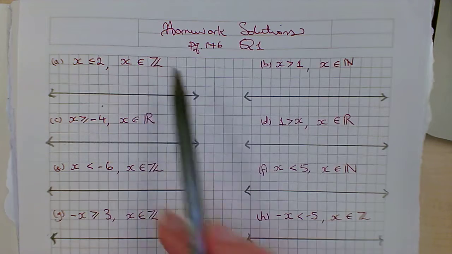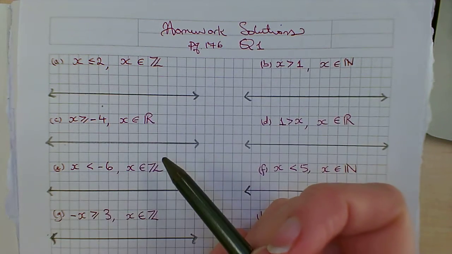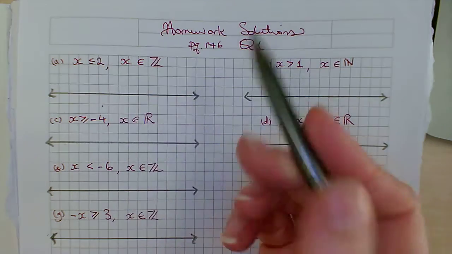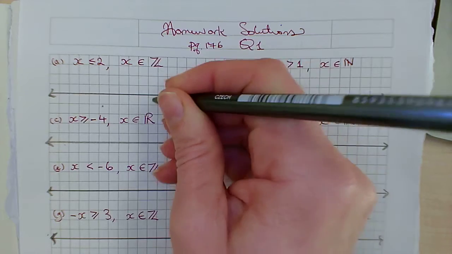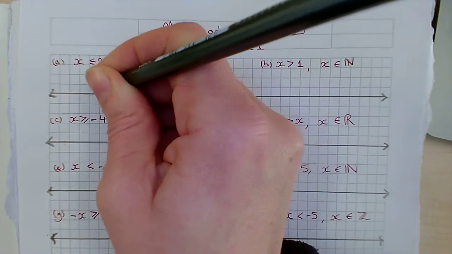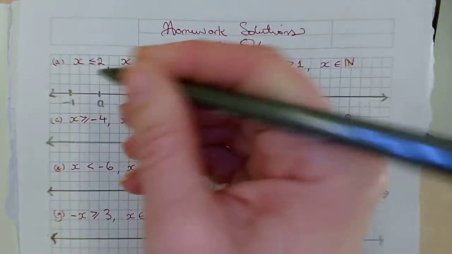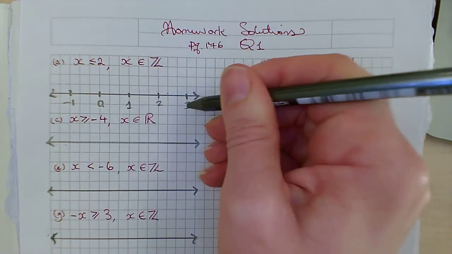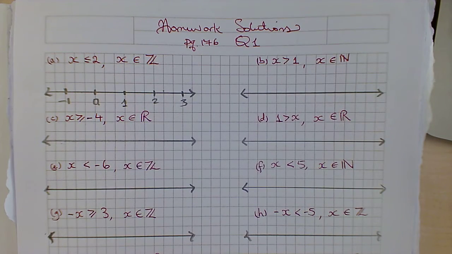and x is an element of Z, x is an integer. So we must sketch out our number line, and because we need to be around 2, I'll start up here with 3, 2, 1, 0, minus 1. I don't have to have that many numbers. I could have gone to 4 here. You just need maybe 1 or 2 numbers either side of the one that's mentioned in the inequality.